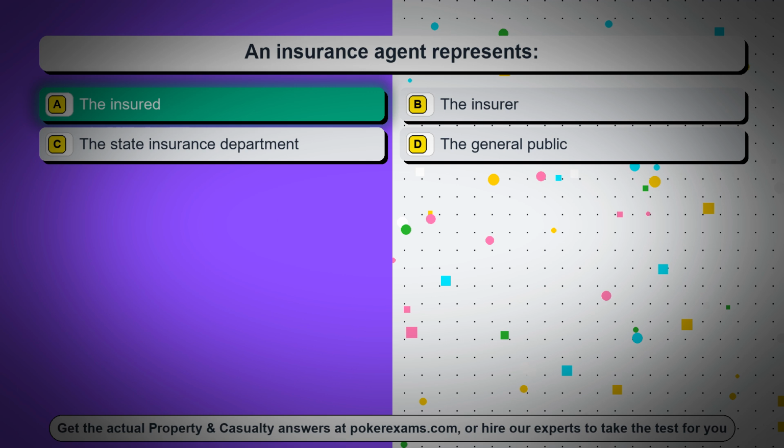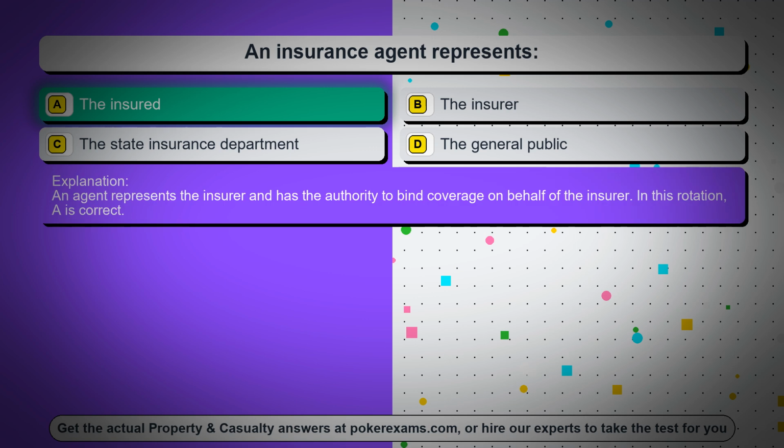The correct answer is Option A. The insured. An agent represents the insurer and has the authority to bind coverage on behalf of the insurer. In this rotation, A is correct.